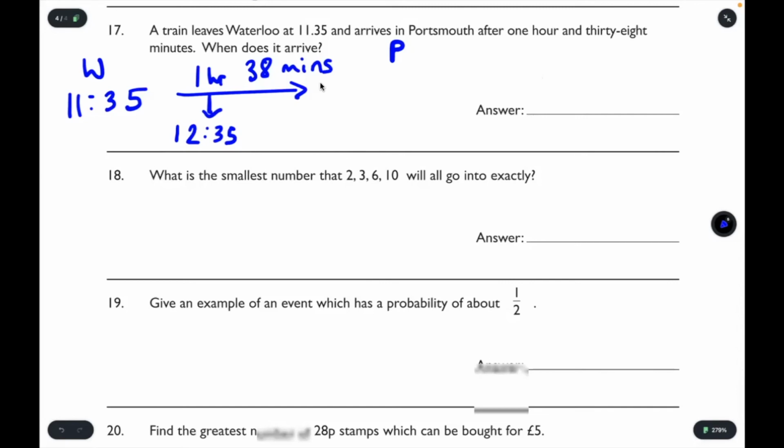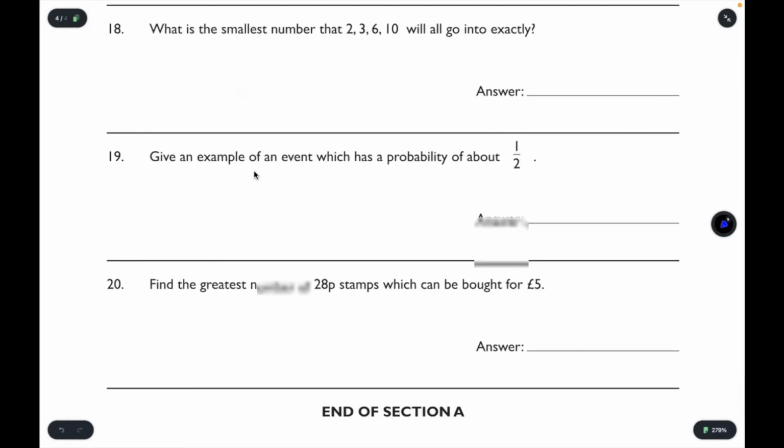Then, of course, we need to add a further 38 minutes. Well, if we add 25 minutes, then we're on to the next hour. But we've got 13 minutes remaining there. So actually, after this will become 13, or in other words, 1:13. Given that I've written this in 24-hour time as they have done, I don't need to write PM on the end of that. 18, what is the smallest number that 2, 3, 6, and 10 will all go into exactly?